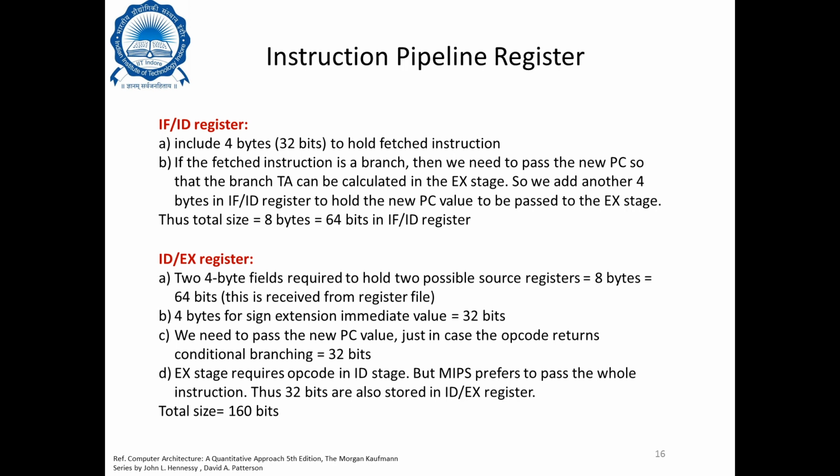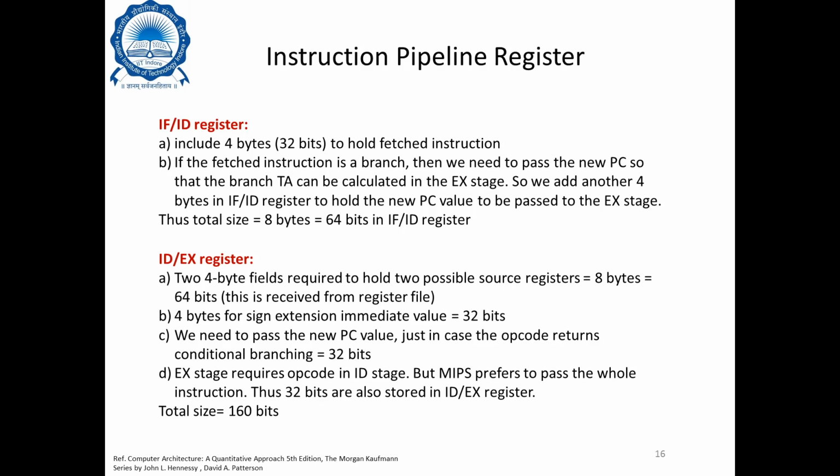The next one, which is the IDEX pipeline register, we have two 4-byte fields required to hold 2 possible source registers. So that becomes 8 bytes, 64 bits. Because we would like to read 2 possible source registers. So that's 4 bytes and 4 bytes, 8 bytes. So that gives you 64 bits. Then we have 4 bytes for the sign extension immediate value, because in case it's an immediate value, then we need to sign extend that to 32 bits. So therefore 32 bits for that.